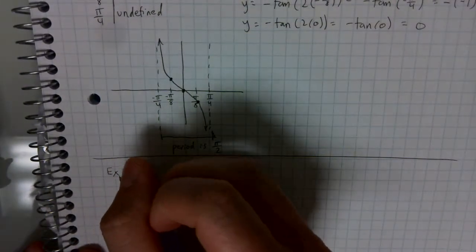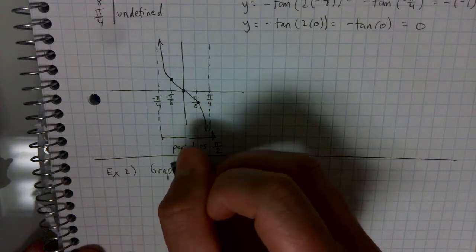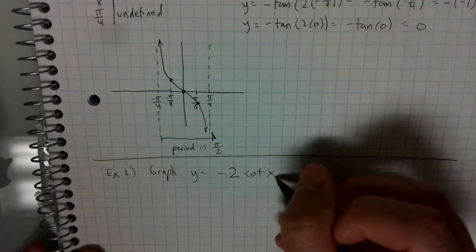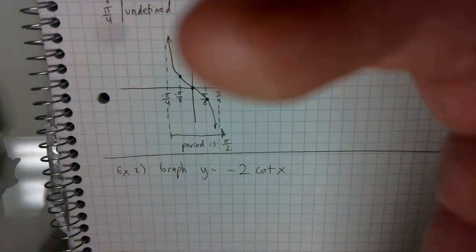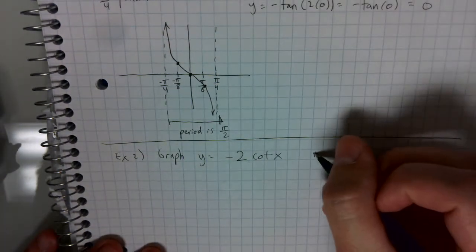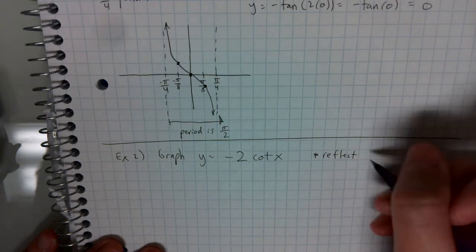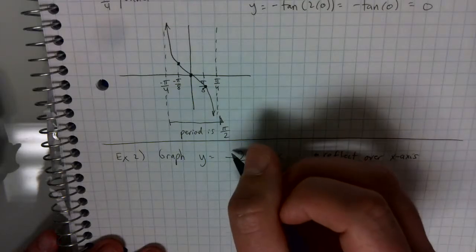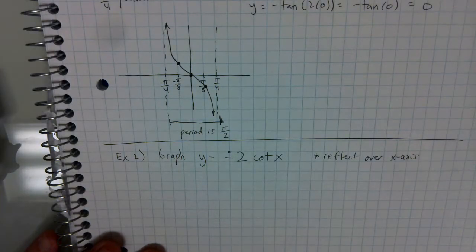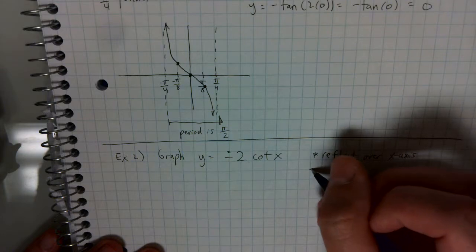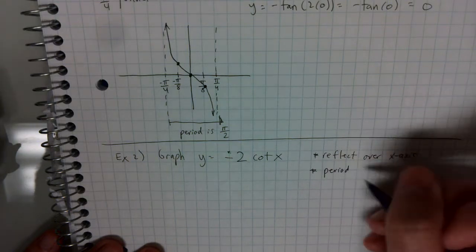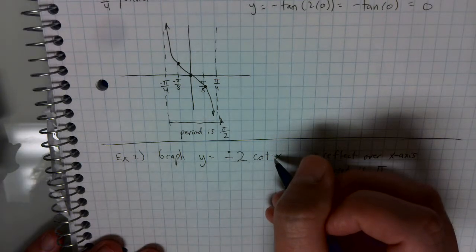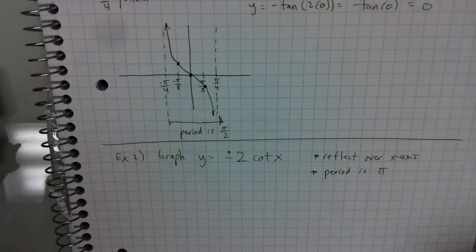So for this example, we're going to graph y equals negative 2 cotangent of x. All right, so no change in the period. This will reflect, again, over the x-axis. That has to do with that negative sign right there. So that'll make it reflect over the x-axis. The period will still be pi because the b value is 1. So we haven't multiplied the angle by anything, so it'll be its normal pi.